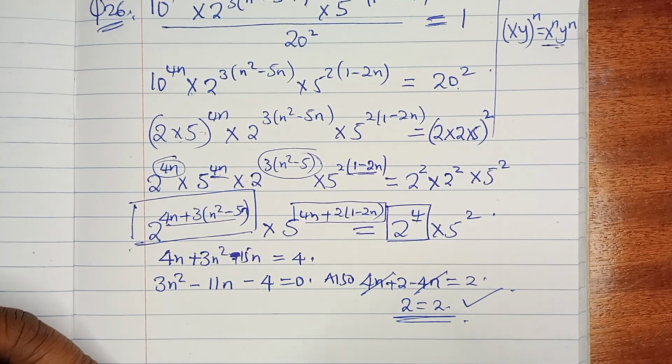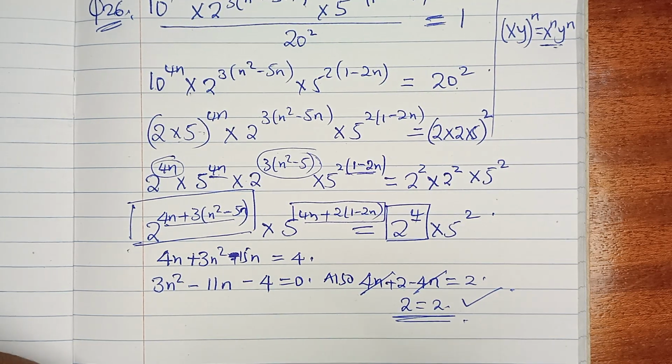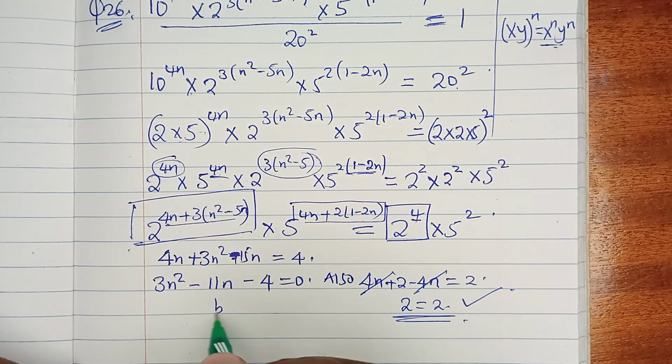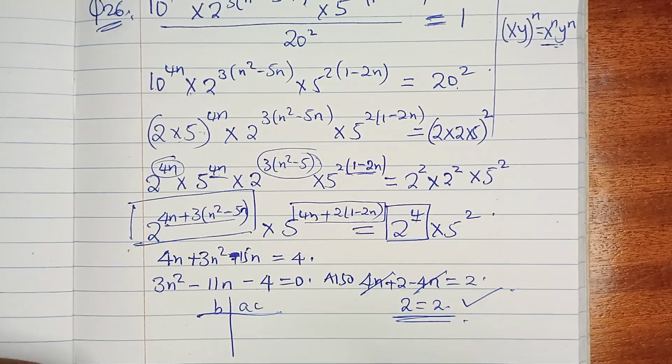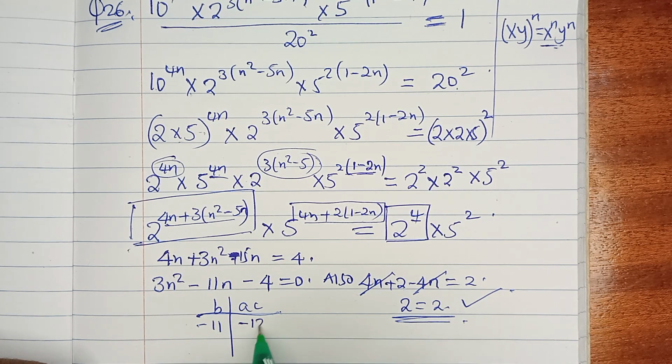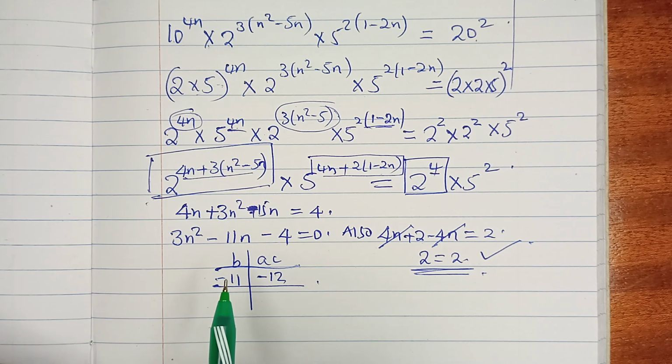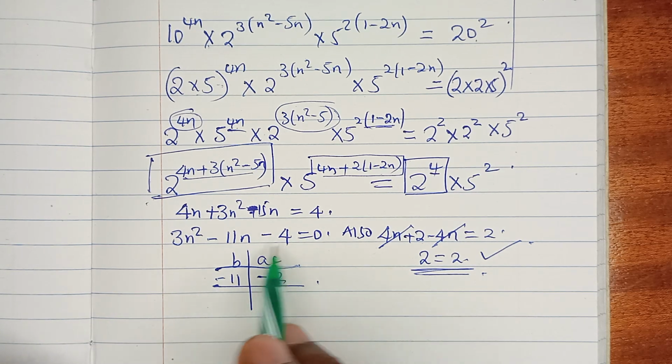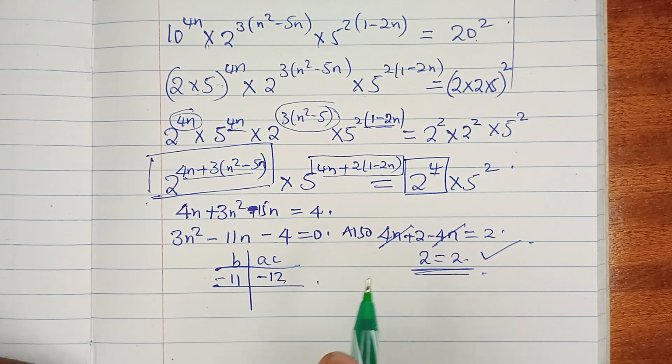We can use the factorization method, whereby our b is minus 11 and ac is minus 12. We need two numbers that add to give minus 11 and multiply to give minus 12. Of course, these are minus 12 and 1. So we break the middle term.